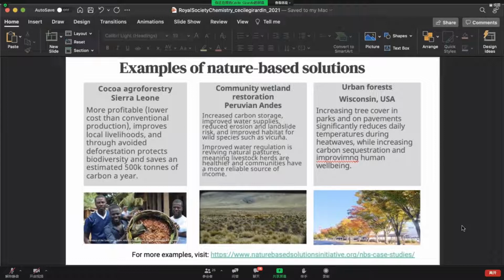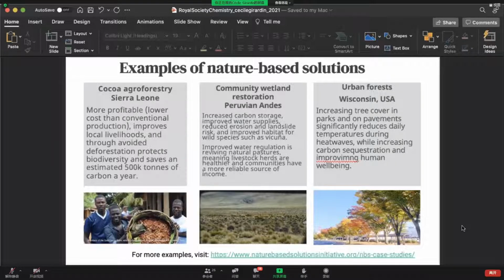Another example is community wetland restoration in the Peruvian Andes, which has been shown to increase carbon storage, improve water supplies, reduce erosion and landslide risk, and improve habitat for wild species such as the vicuña. It also improves water regulation, reviving natural pastures. Hence, livestock herds are healthier and communities have a more reliable source of income. So there are many socioeconomic implications of restoring, protecting, and better managing ecosystems.